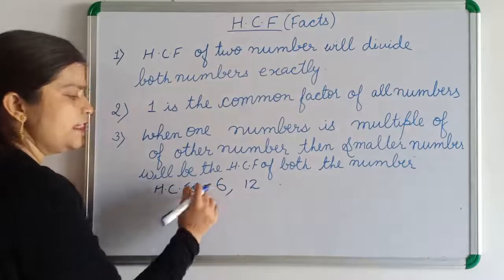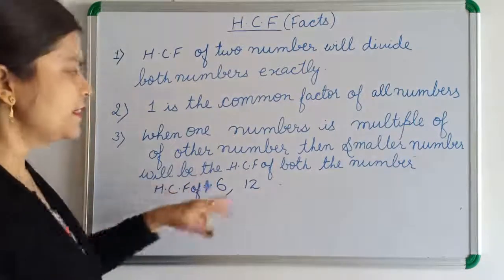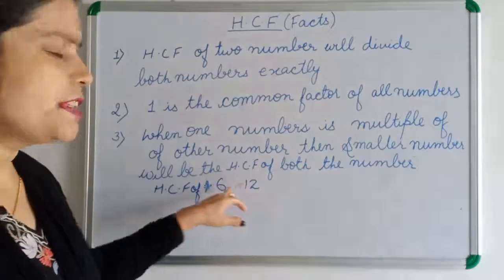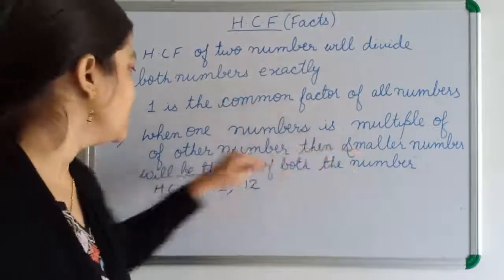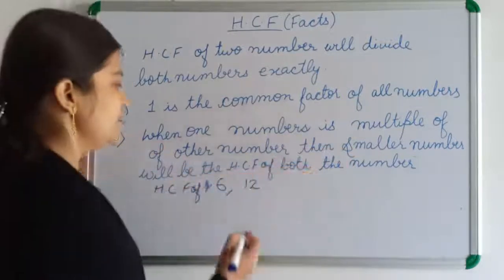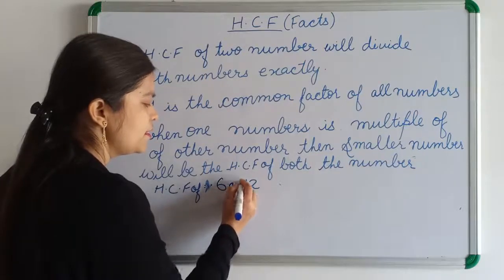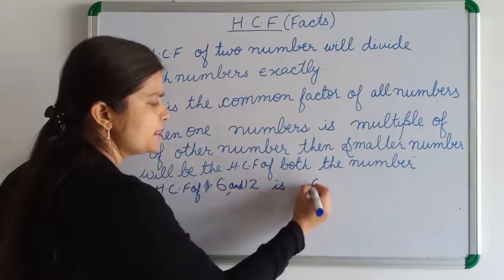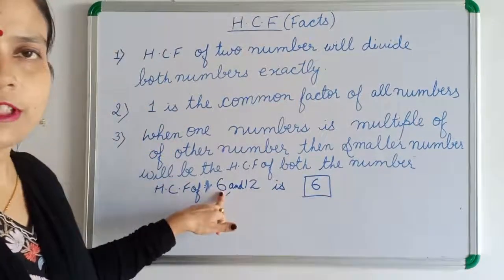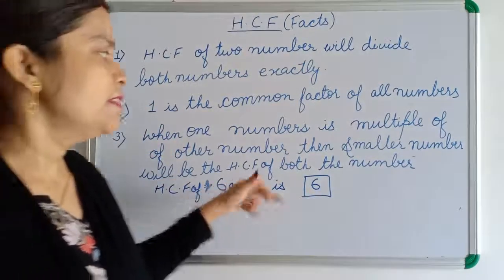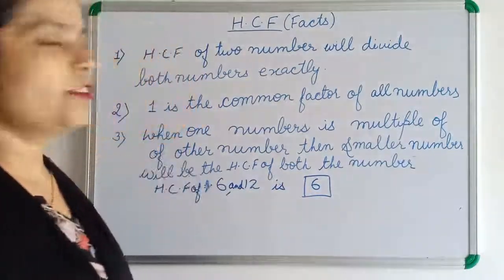HCF of 6 and 12. What is the HCF of 6 and 12? You can see that 12 is the multiple of 6. Then in the rule it is said that the smaller number will be the HCF of both the numbers. So the HCF of 6 and 12 is, what will it be? 6. Because in these two numbers, which one is smaller? 6 is smaller. So 6 is the HCF of 6 and 12. So these are the facts of HCF.